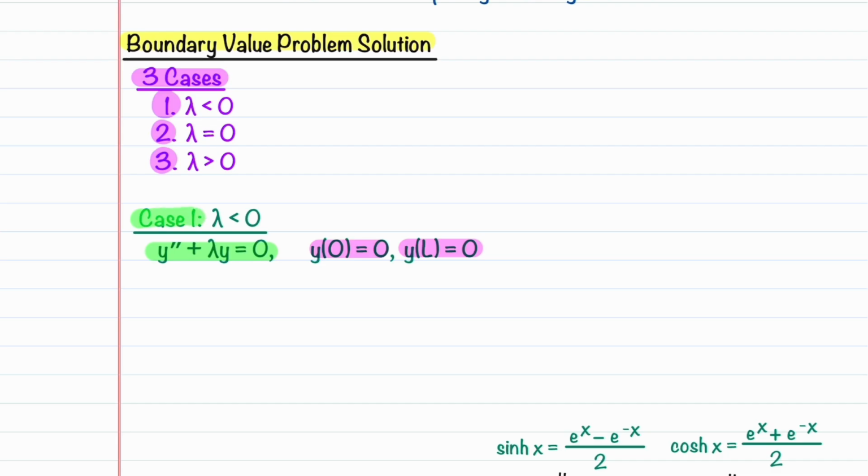Let's start with case 1, where we're going to assume that lambda is negative. To make the algebra easier, it's customary to let lambda be equal to minus alpha squared. And we'll just remind ourselves that this is less than 0. We'll plug this in and we get y double prime minus alpha squared y is equal to 0.